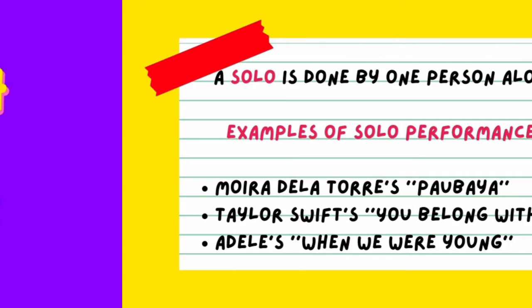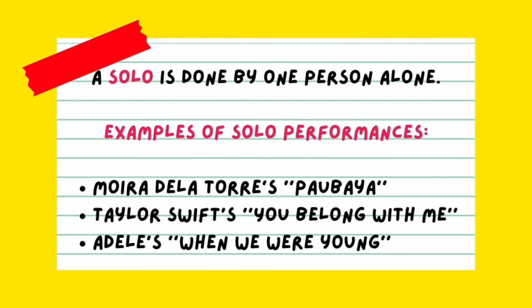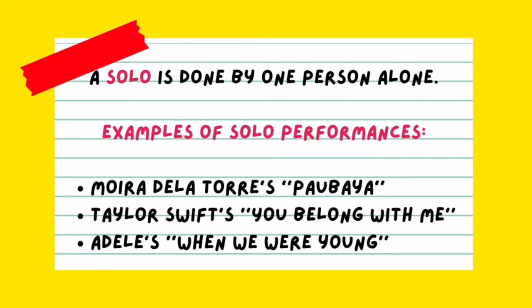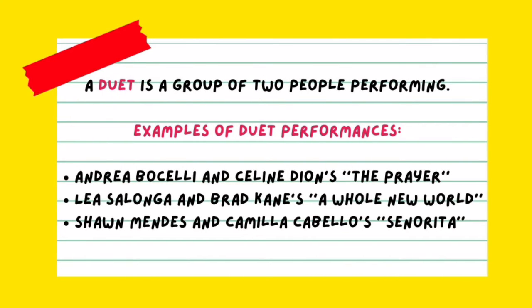for our fourth lecture. First, a solo is done by one person alone. Some examples of solo performances are Moira Dela Torre's Paubaya, Taylor Swift's You Belong With Me, and Adele's When We Were Young. The second one is what we call a duet.